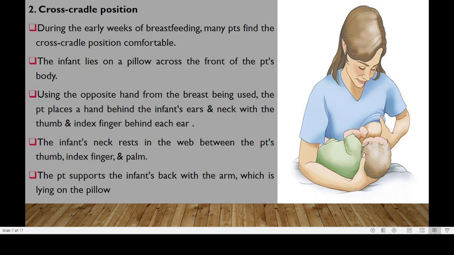Using the opposite hand from the breast being used, the mother places a hand behind the infant's ears and the neck, with a thumb and index finger behind each ear. The infant's neck rests on the web between the mother's thumb, index finger, and the palm. The mother supports the infant's back with the arm, which is lying on the pillow.